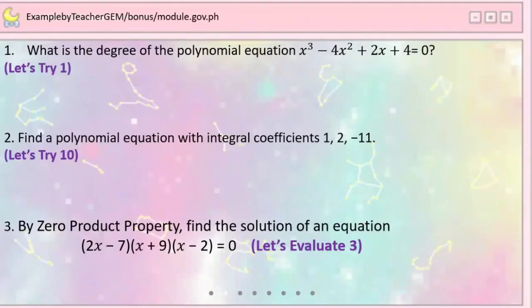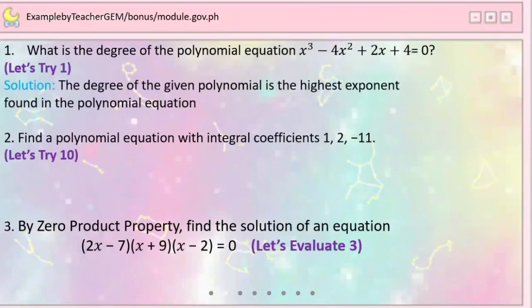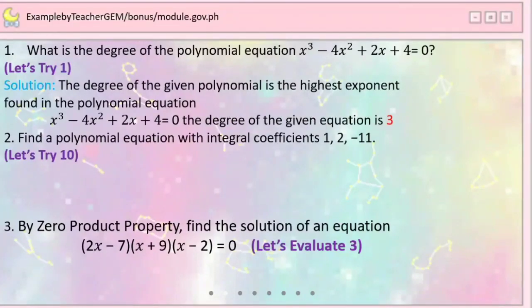So, next natin, yan, pakiturn ng ating mga page number 1. Sabi dito, sa let's try number 1 natin, pakiturn yung mga module natin. What is the degree of the polynomial x raised to 3 minus 4x raised to 2 plus 2x plus 4 is equal to 0? So ano yung solution daw po natin dito? Sabi dito, the degree of the polynomial is the highest exponent found in the equation. So ano daw po yung highest exponent natin dito? So we have 3 itself. So ibig sabihin, number 1 natin, let's try letter C. Ayan, ganun lang po kadali. Pakisulat na po ang ating mga sagot.